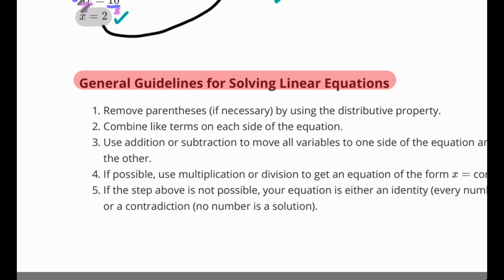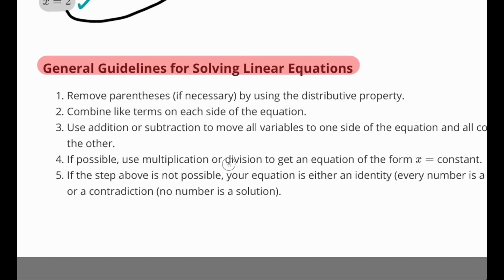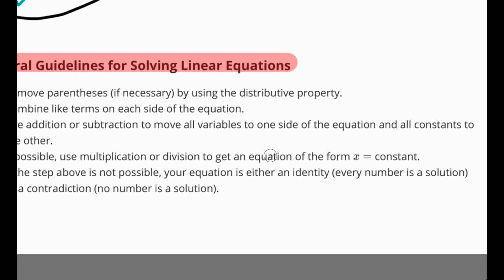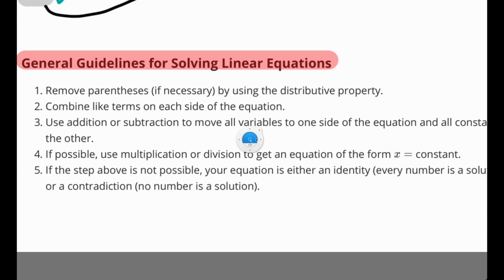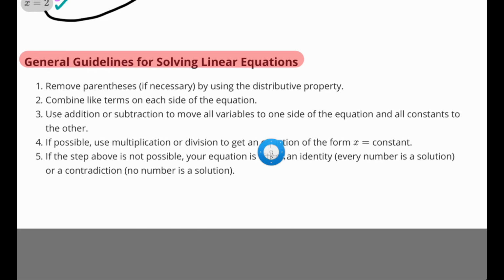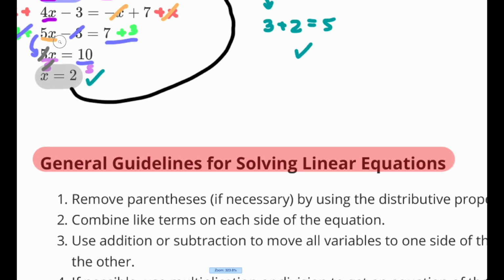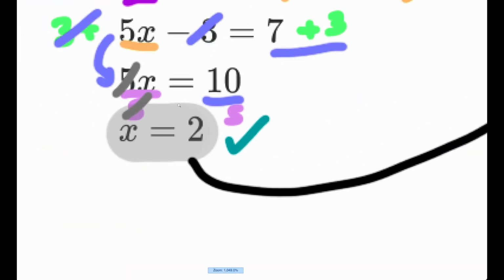So that means we have to combine all the x's, all the terms that have x, on one side of the equation. And then everything else that's on that side, you basically just get rid of by doing the opposite. So it says use addition or subtraction to move all the variables to one side of the equation and all constants to the other. Because again, we're trying to isolate those variables, whatever the variable is, so we can solve for it. If possible, we're going to use multiplication or division to get the equation in the form of x equals some constant. And we did that at the end when we divided both sides by 5 to get x equals 2. If you remember, it was this step right here when we divided both sides by 5.